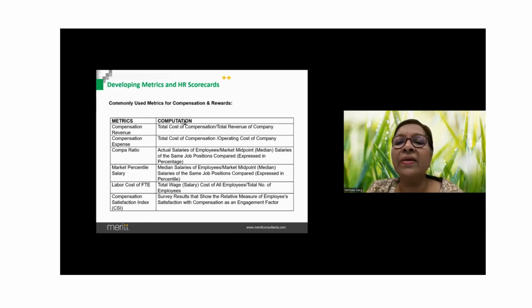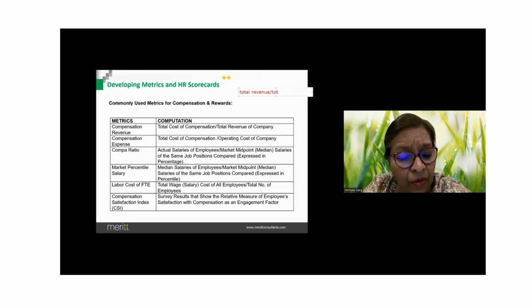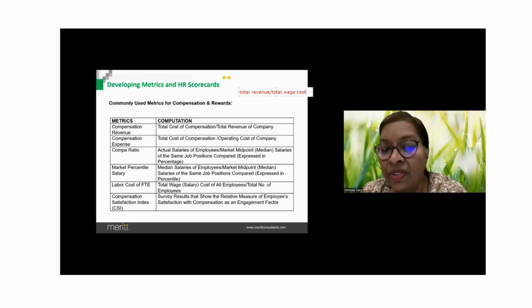You can actually take total revenue divided by the total wage cost. Okay. That will give you the ECR ratio. Compensation expense is very easy. Total cost again divided by operation cost.